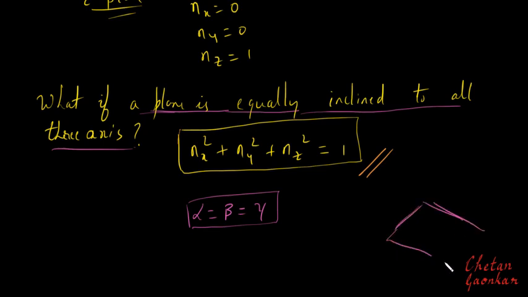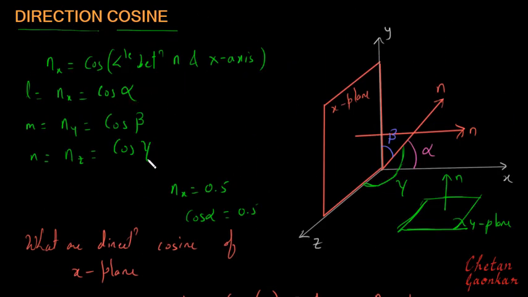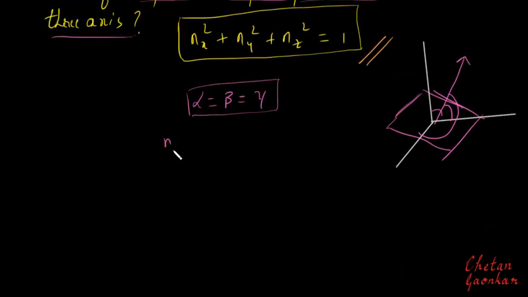If this is our plane which is equally inclined to all three axes, then its outward normal will make equal angles with respect to all three axes. So alpha, beta and gamma will be equal if the plane is equally inclined to all three axes. Since alpha, beta and gamma are equal, that means nx will be equal to ny and ny will be equal to nz.